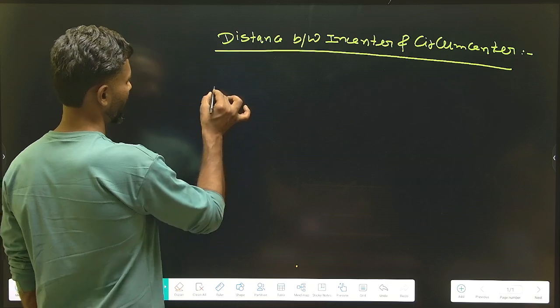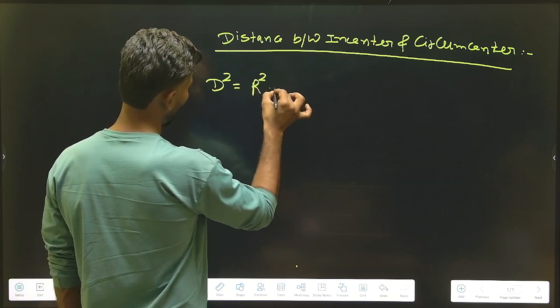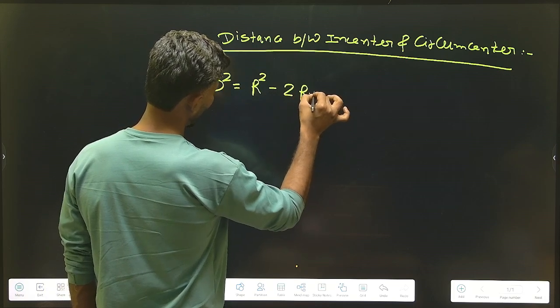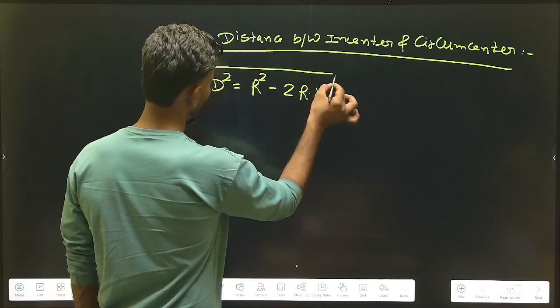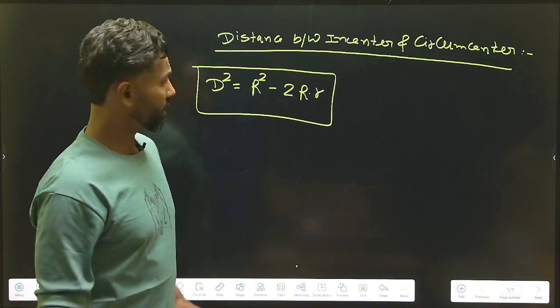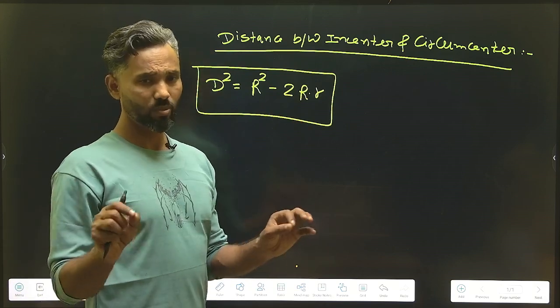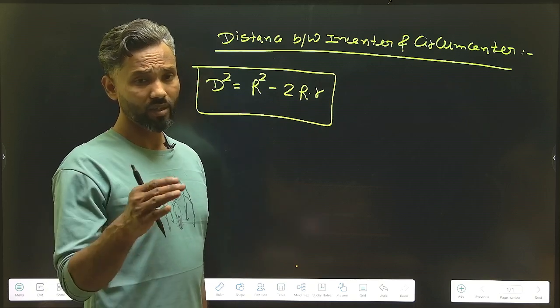use this formula: d square is equal to capital R square minus 2 capital R multiplied by small r. Okay, this is the particular formula: d square equals R square minus 2Rr. Here d is representing the distance between the incenter and the circumcenter. Capital R is representing the length of the circumradius.